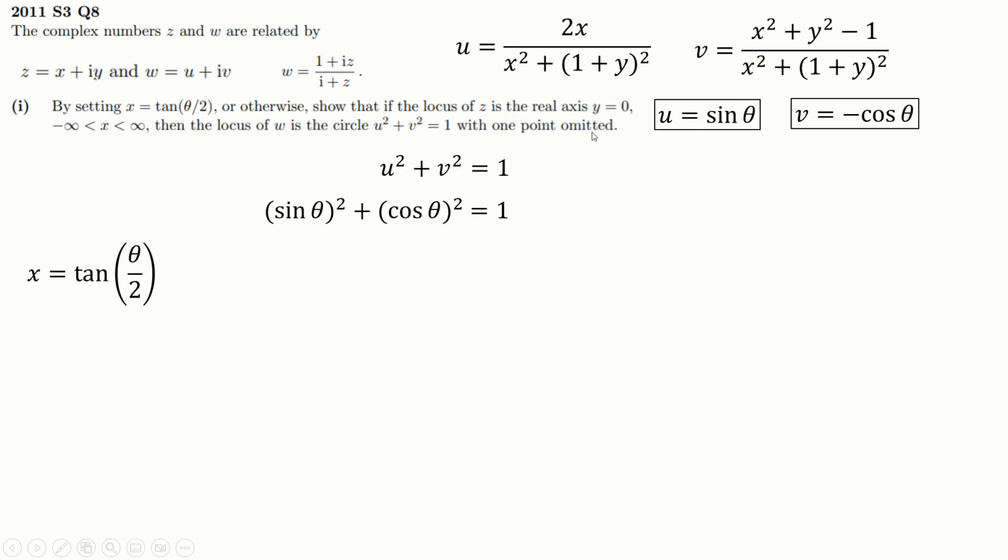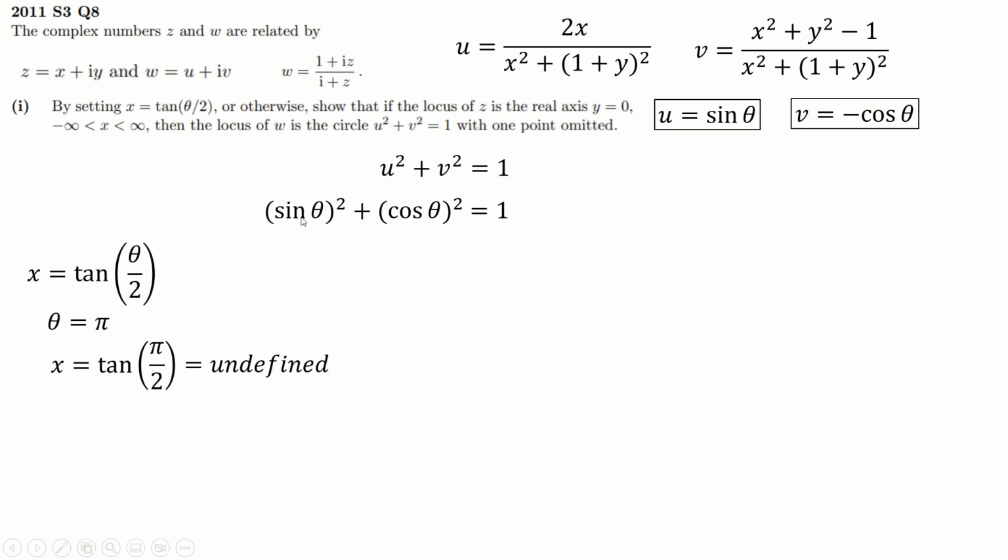Now, where's this one point emitting business? By the way, this is of course a circle centered at the origin, radius 1 in the UV world. But where does this omitted point come from? Well, if theta were pi, then we'd get x as tan pi over 2, which is undefined. And so therefore, if theta is pi, we can't actually sketch this at that point.